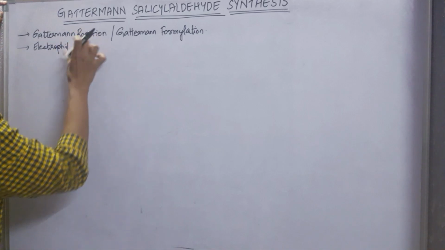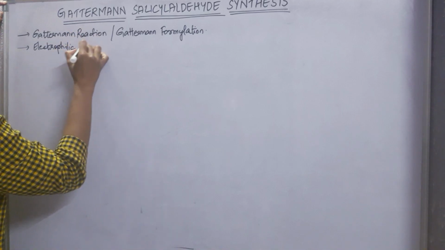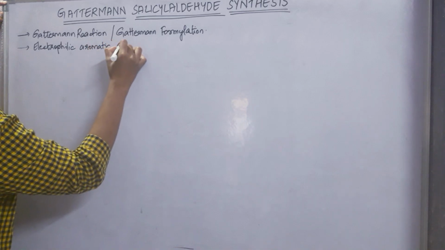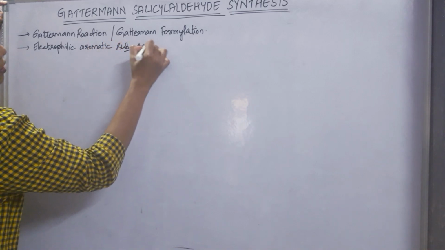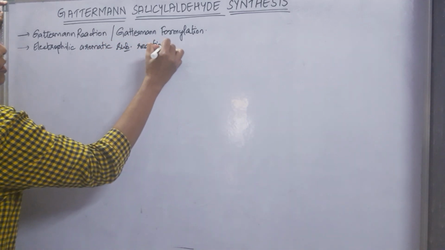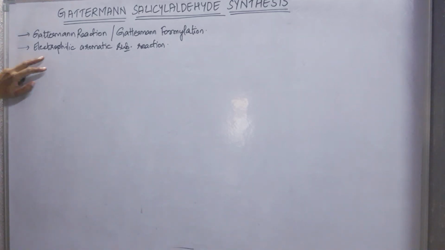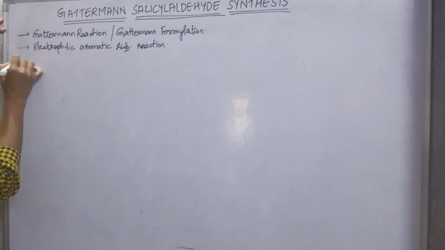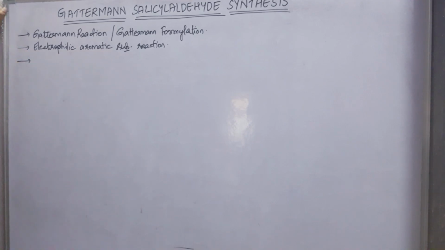It is an electrophilic aromatic substitution reaction. That is, an electrophile, which is a positively charged compound, is substituted on an aromatic ring. So now here in this reaction, we will be taking aromatic compounds. Specifically, we will be taking a phenol.